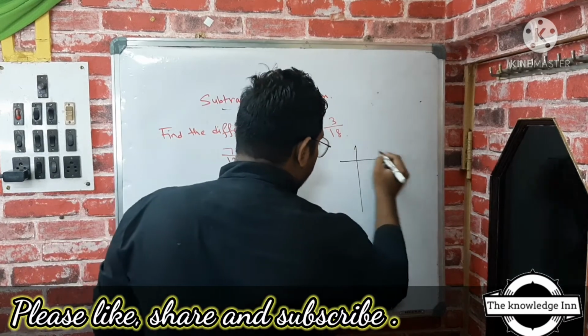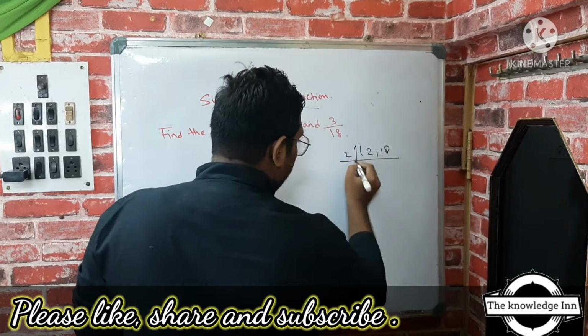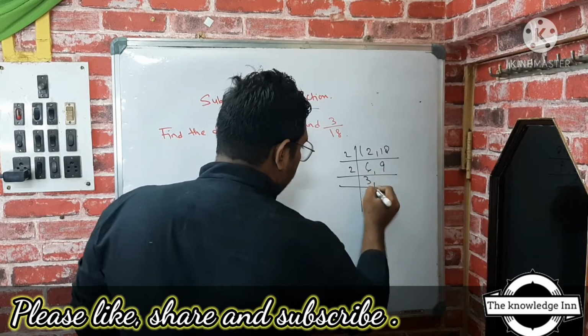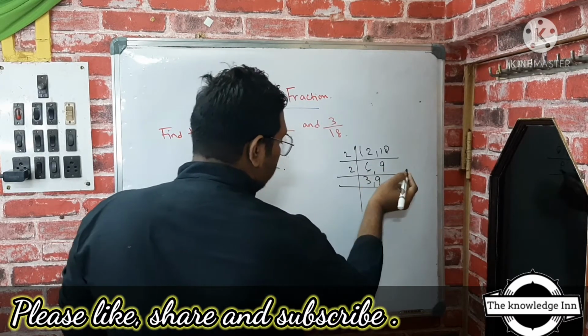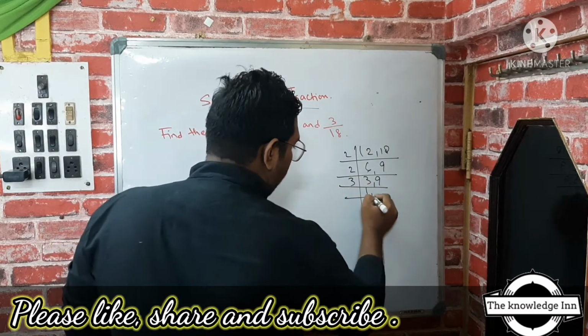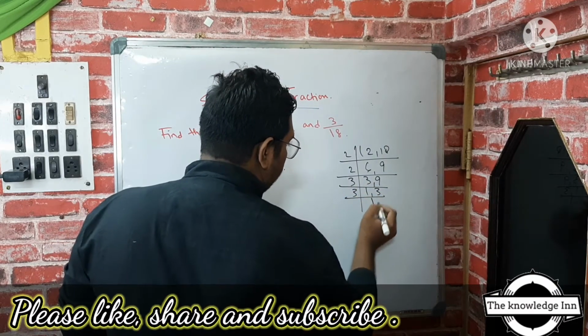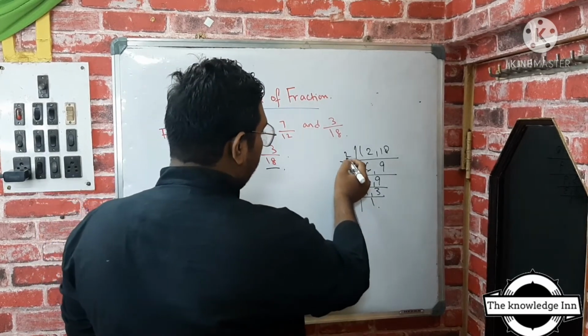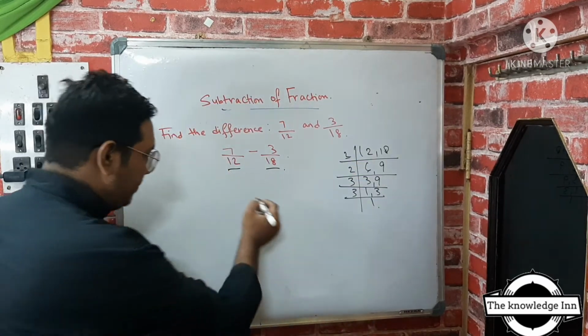So, 12 and 18: 2 sixes are 12, 2 nines are 18, 2 threes are 6, and 9 does not come. 2's game is over. 3, 1 times 3, 3 threes are 9, 3 ones are 3. So the LCM would be 3 threes are 9, 9 twos are 18, 18 twos are 36.